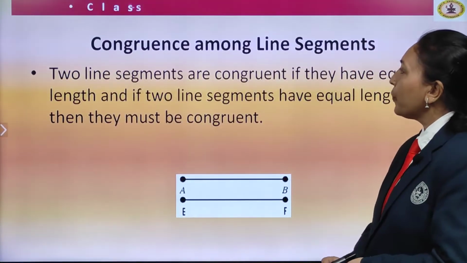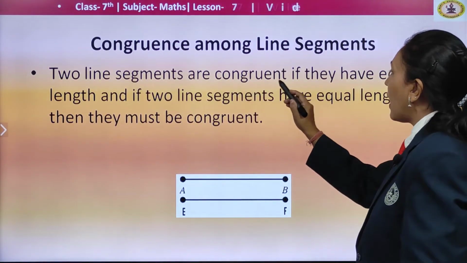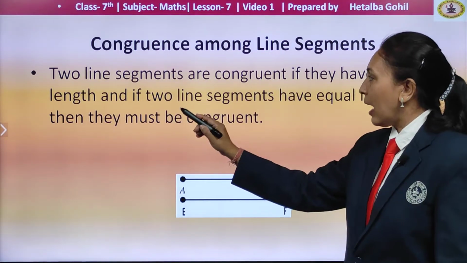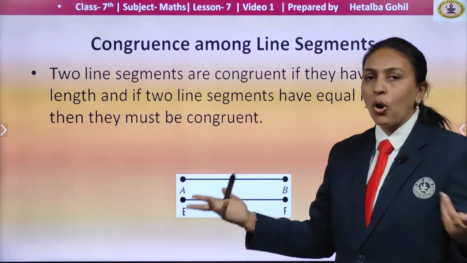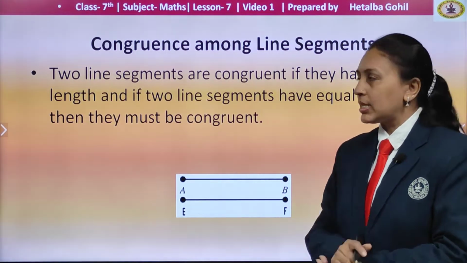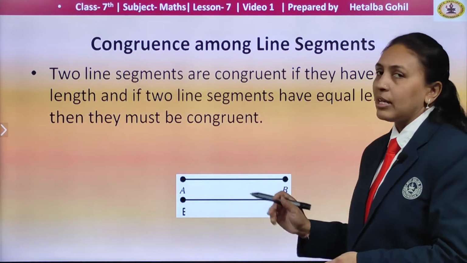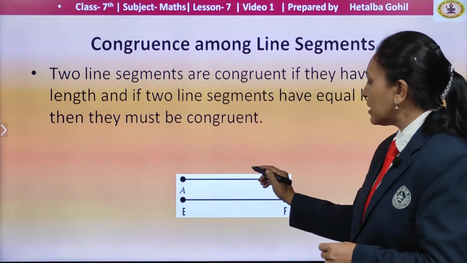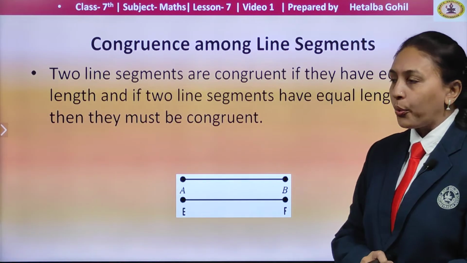Now, congruence of line segment. Two line segments are congruent if they have equal length, and if two line segments have equal length, then they must be congruent, one and the same, vice versa. Okay, that means two lines are congruent if they have same length. That means the measurement of the line segment is same. Suppose AB is 5, then EF will also be 5. Then only we can tell them as congruent.